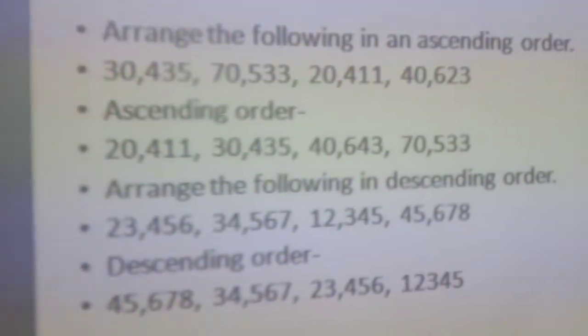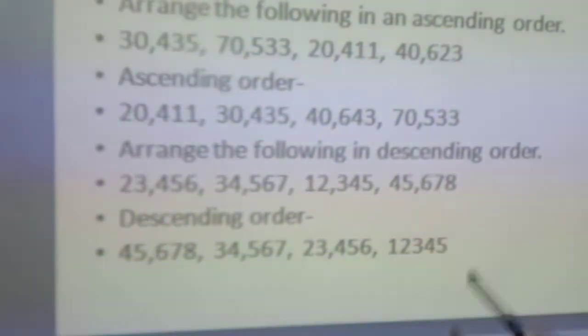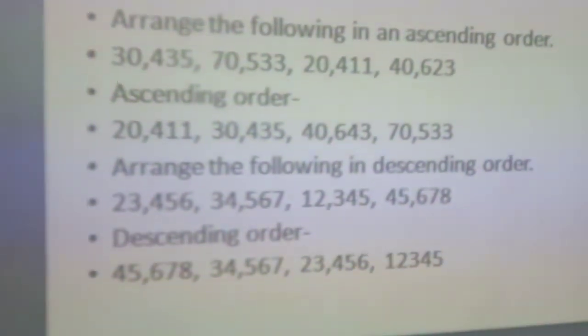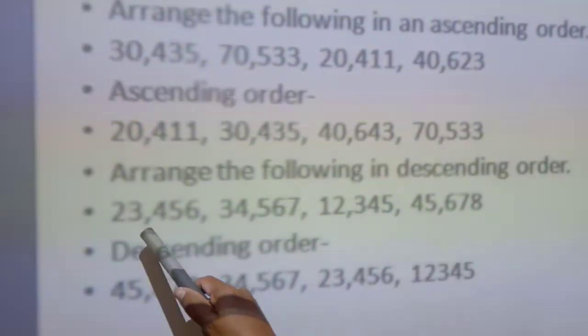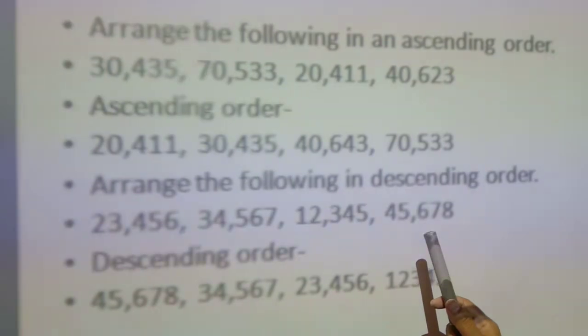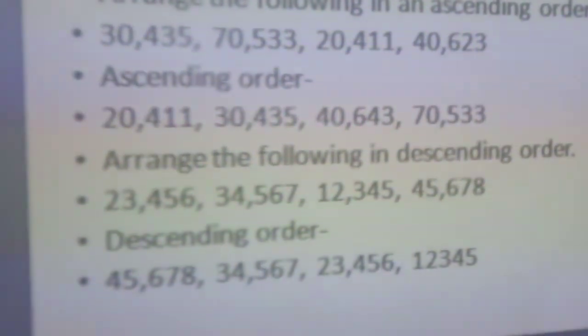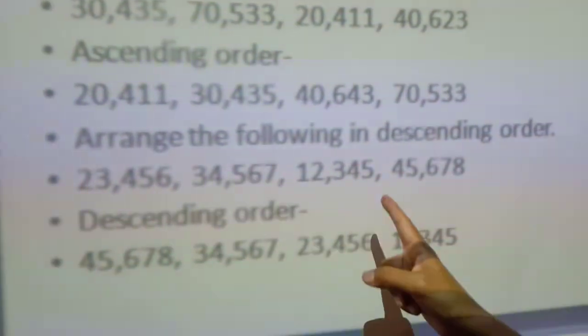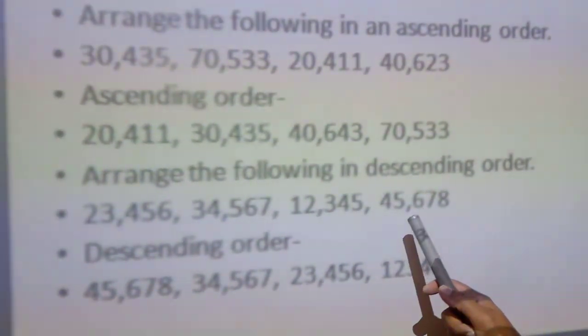Now to find descending order, that is arranging the given numbers in descending order, you have to find the greatest 5-digit number. Here this is 23,000, here 34,000, here 12,000, here 45,000. The rest of the digits you can forget, only concentrate on these first 2 digits. If all these are the same, then you have to go to the 1000's place. Now here 45 is the greatest.